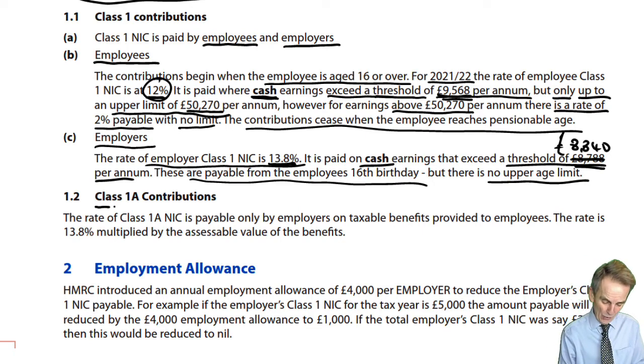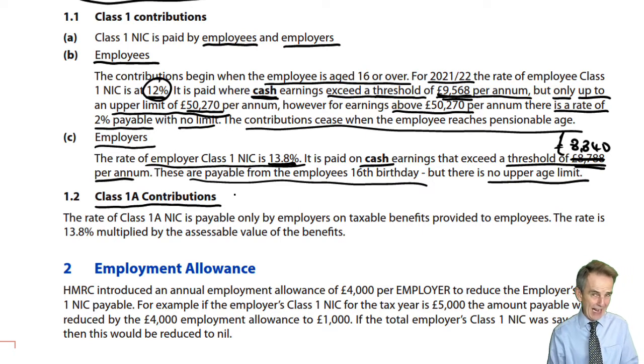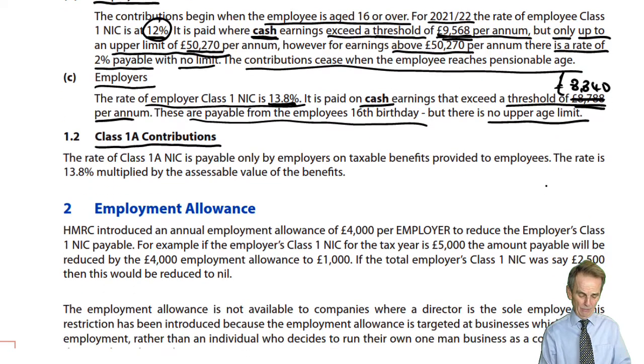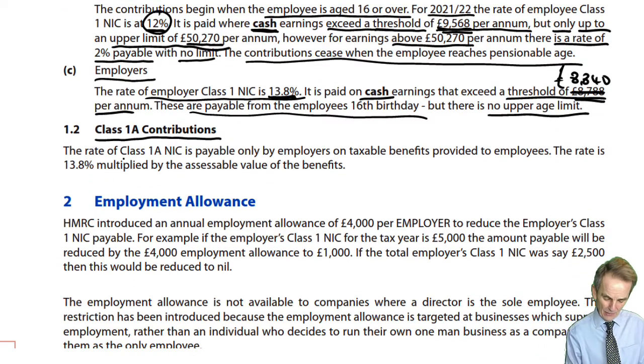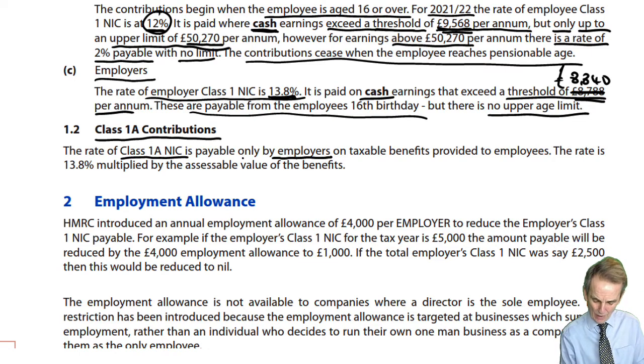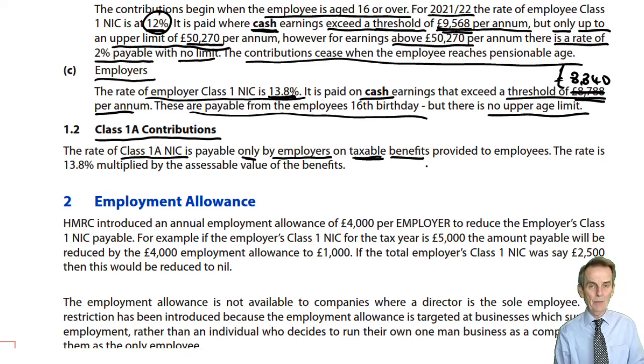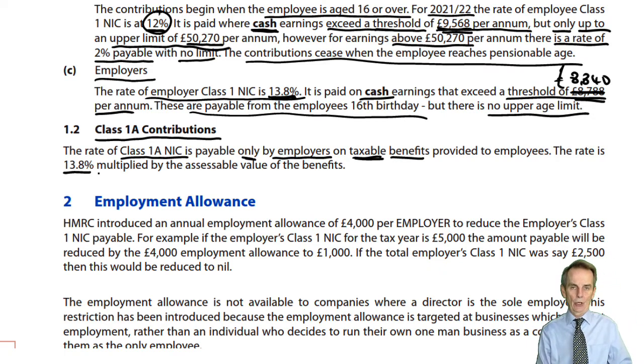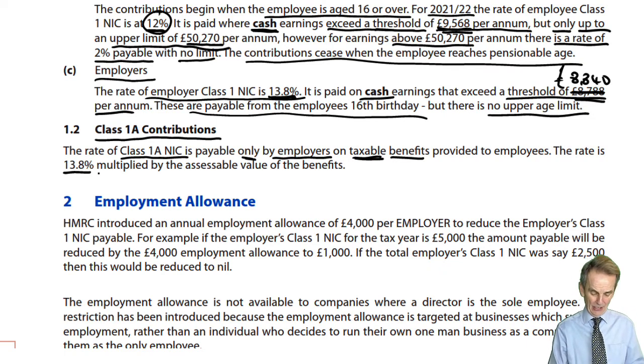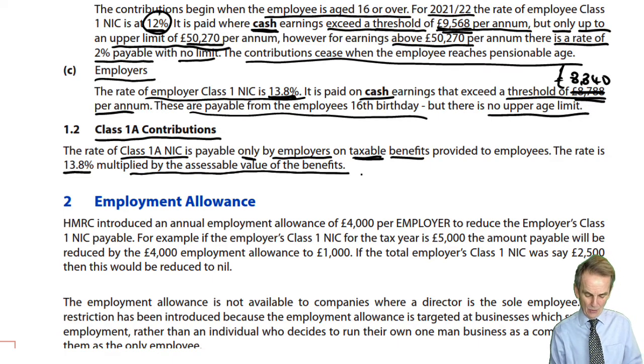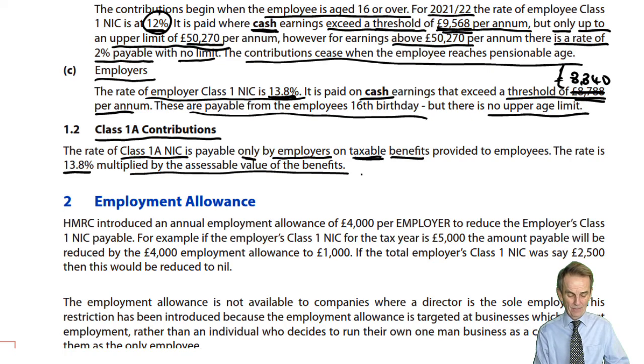There are also Class 1A contributions that you may, in addition, have to compute. The rate of Class 1A NIC, payable, as we said, only by employers on taxable benefits provided to employees, is 13.8%, exactly the same as the Class 1 employer NIC rate. And that's applied to the assessable value of those benefits.